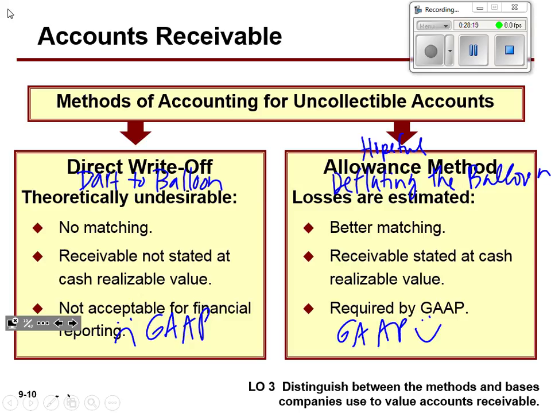Do you see why GAAP likes this one better? And do you see why I call it a hopeful one? I hope that this AR comes back to me and says, please let me pay you. If this AR comes back, this is a mess. This is a dart to a balloon. Okay.